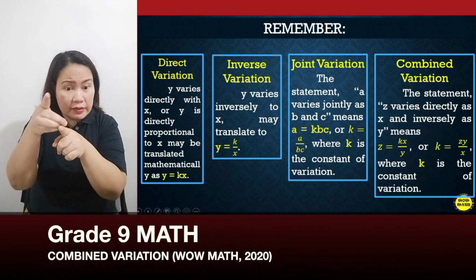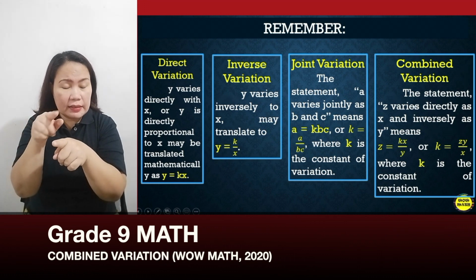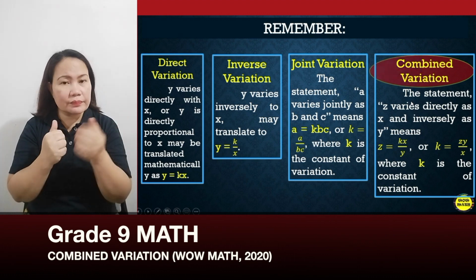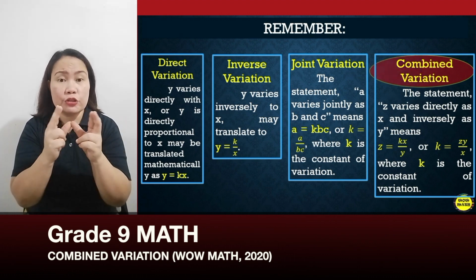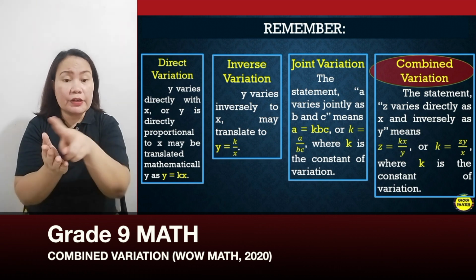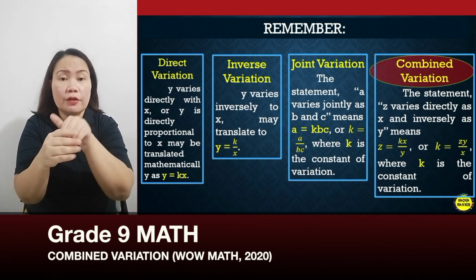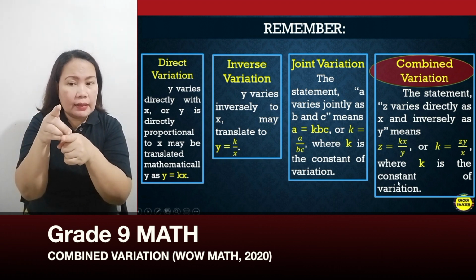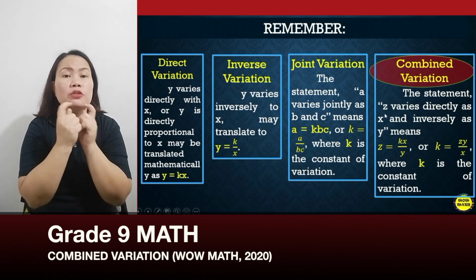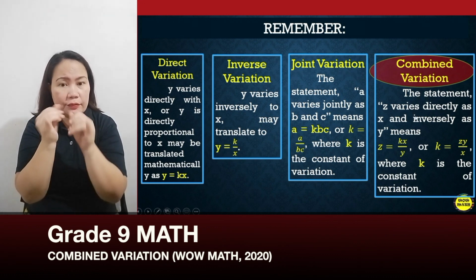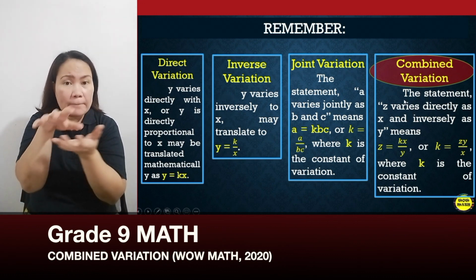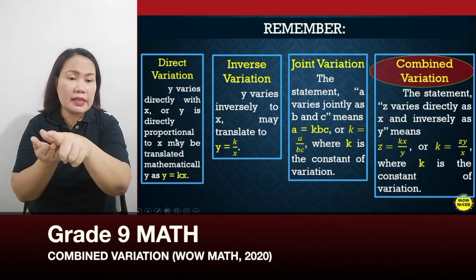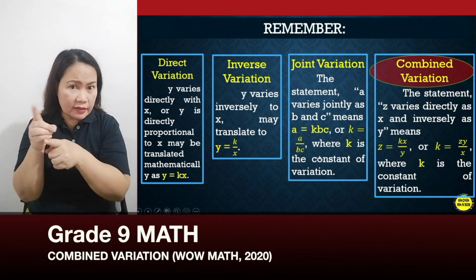What makes combined variation different is that this is another physical relationship among variables. This is the kind of variation that involves both direct and inverse variation and also joint variation. So these three are combined in this last type of variation, the combined variation. We should recall how we translate direct variation, inverse variation, and joint variation.